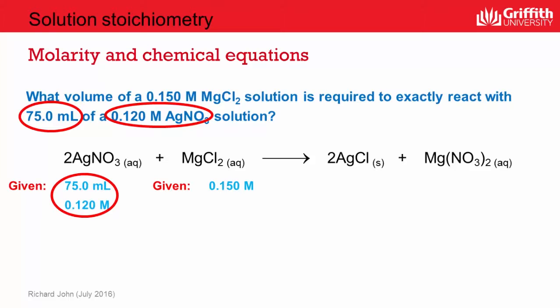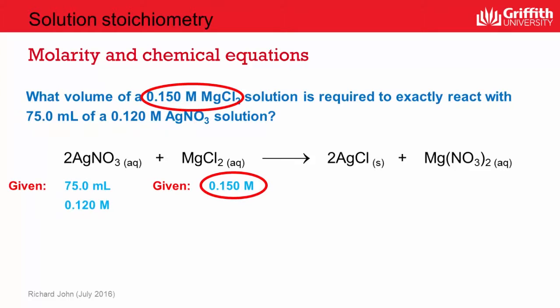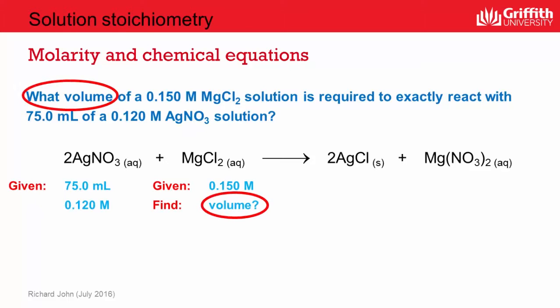So it's important we break down this question and work out what information we've been given about each reactant. And the 0.15 molar magnesium chloride information is given there. We've been asked to find the volume of magnesium chloride. So that's the essence of this question. What volume of magnesium chloride is required to exactly react with 75 mils of 0.12 molar silver nitrate solution?